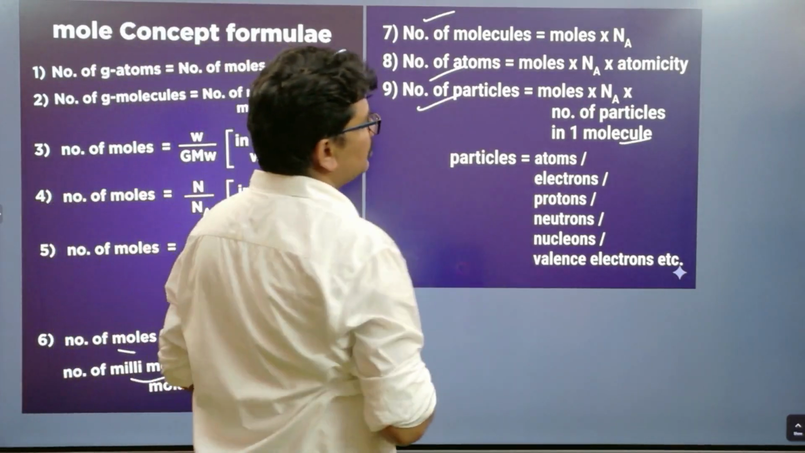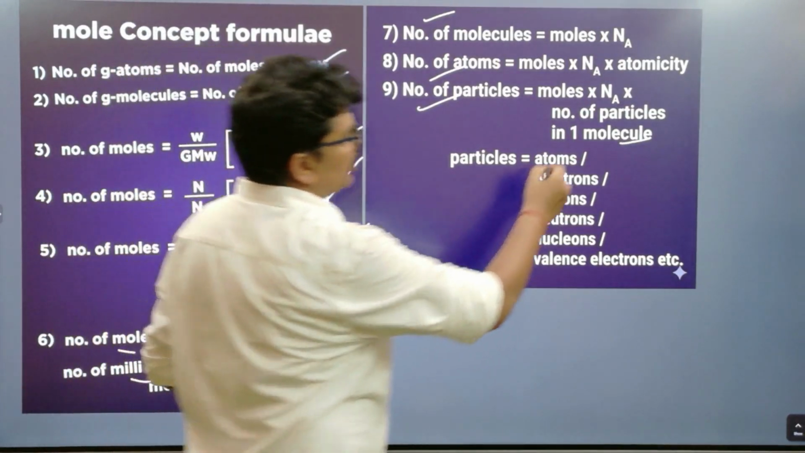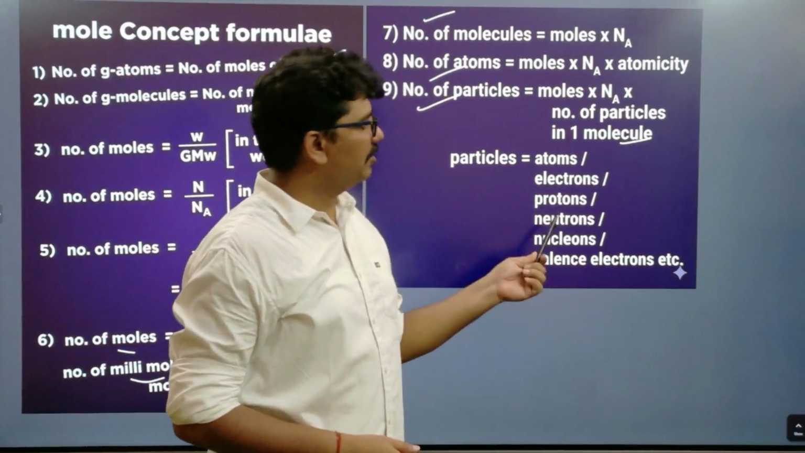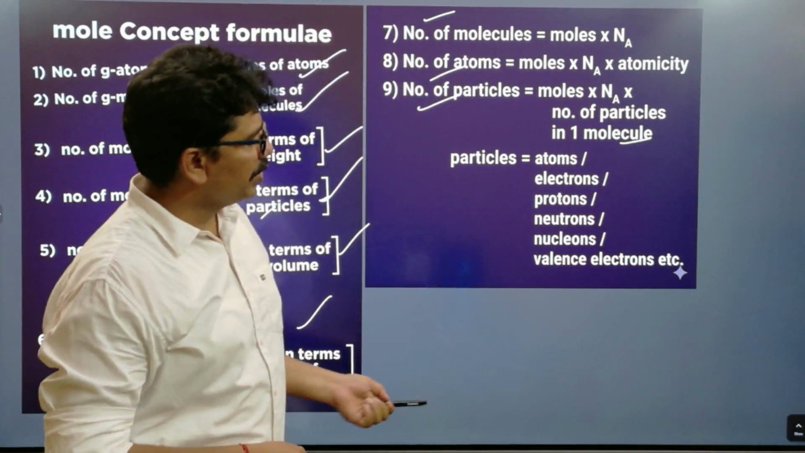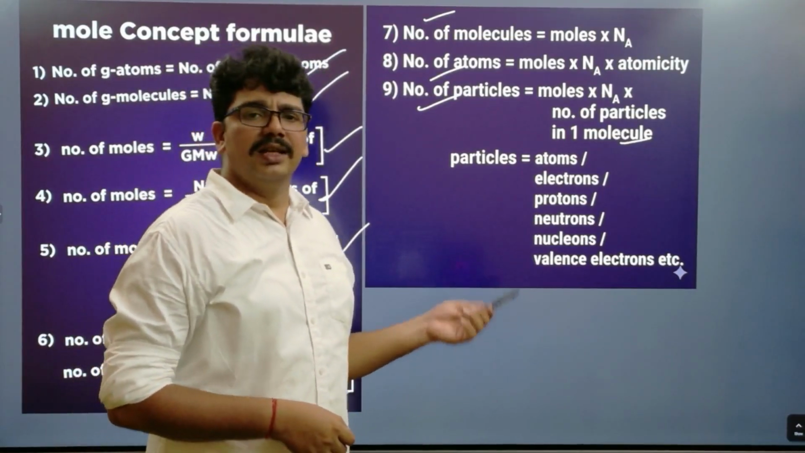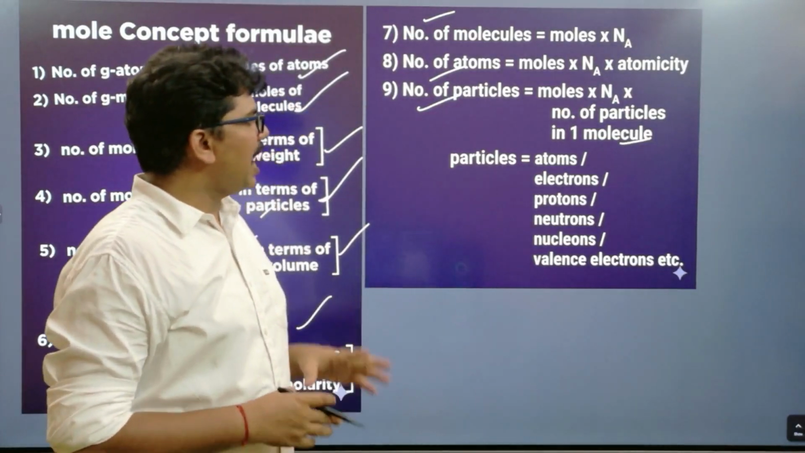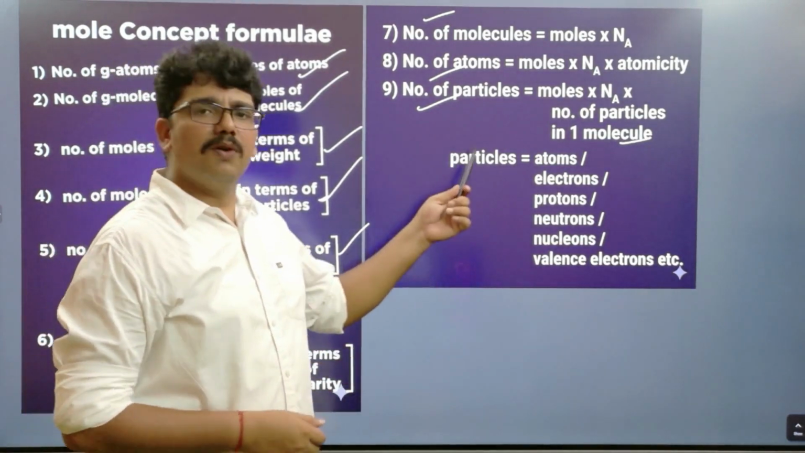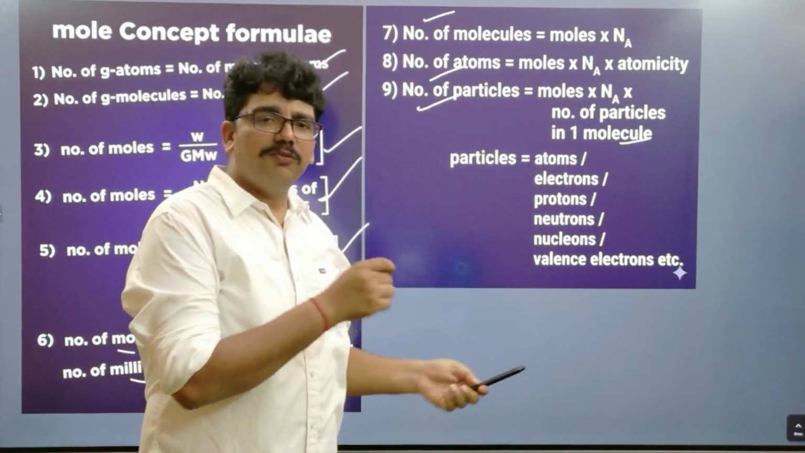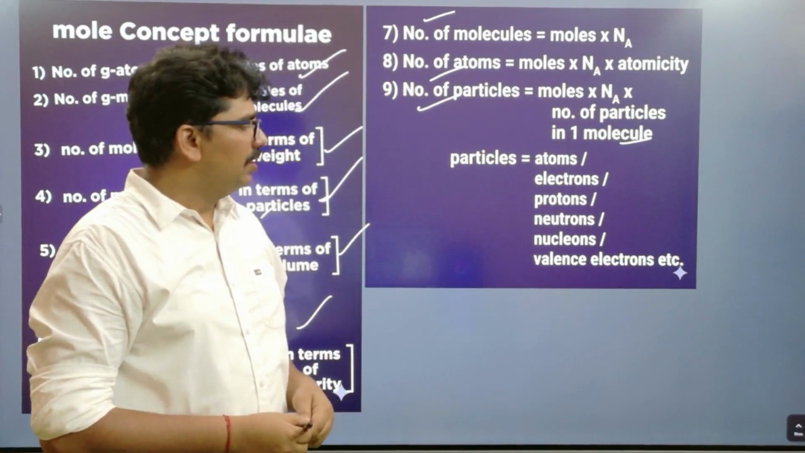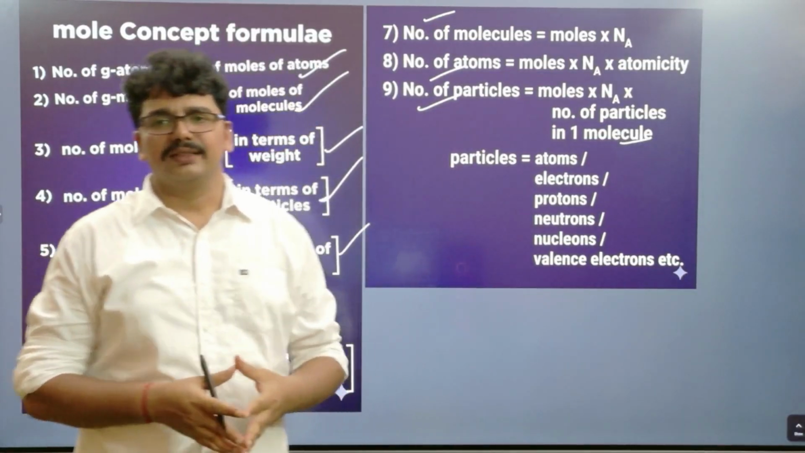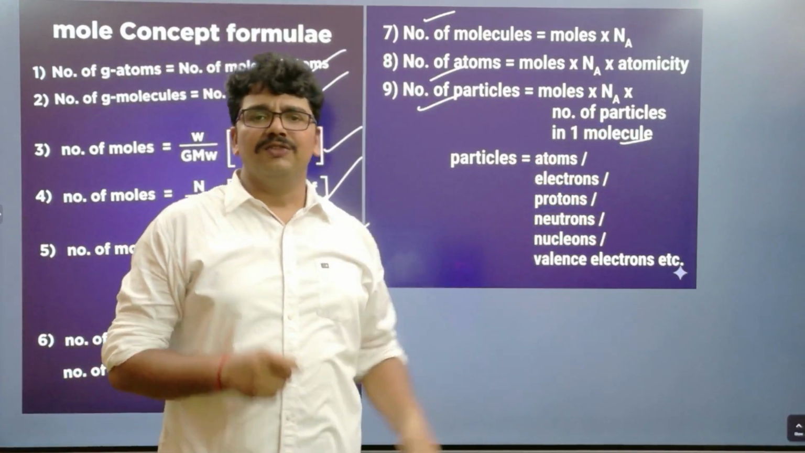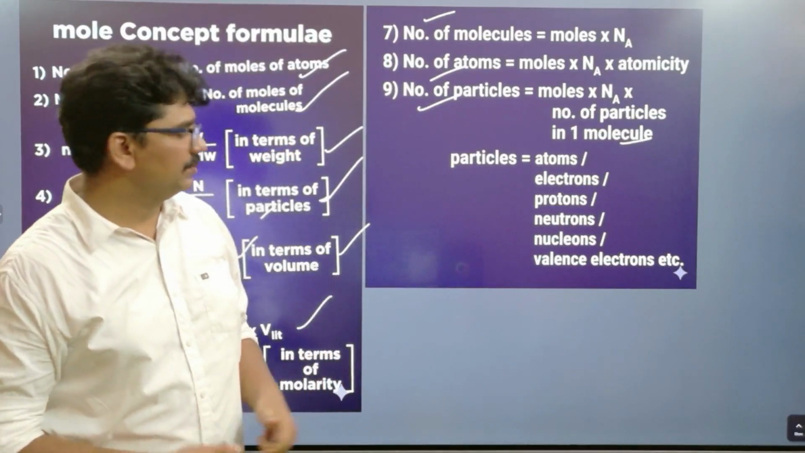And number of particles: total number of moles into Avogadro number into number of particles present in one molecule. Here particles can be atoms or electrons or protons or neutrons or nucleons or valence electrons. It can be anything. For example, I want to find total number of electrons. Total number of electrons is equal to moles into Avogadro number into number of electrons in one molecule. If I want valence electrons, for the given amount of substance, total number of valence electrons is equal to moles into Avogadro number into valence electrons in one molecule.